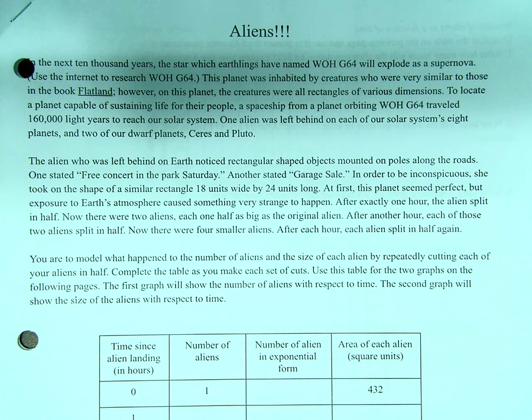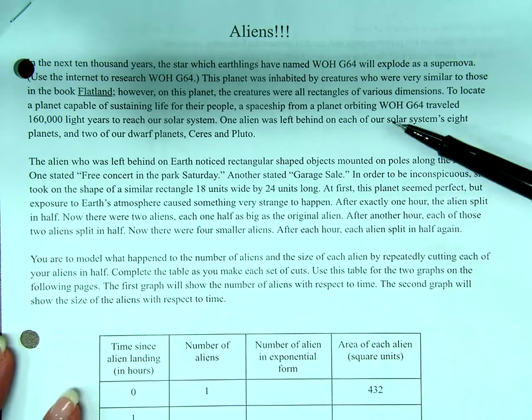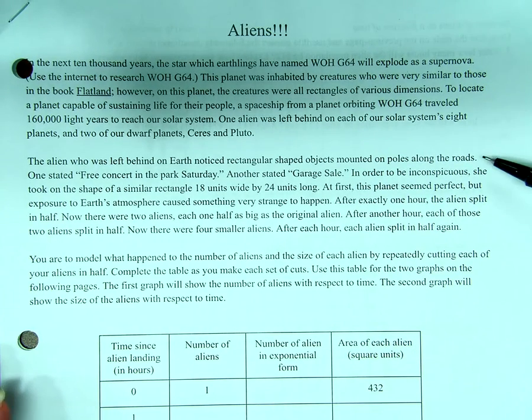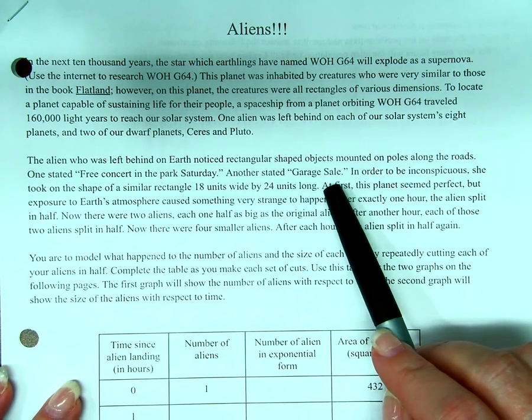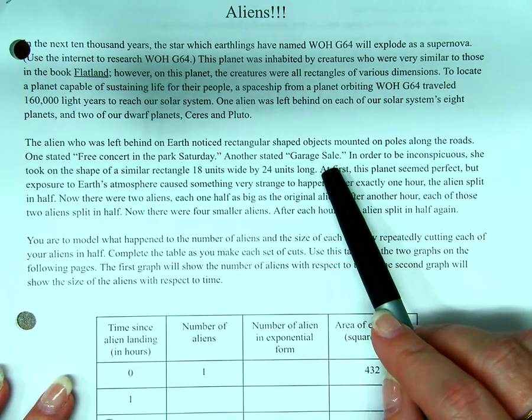One alien was left behind on each of our solar system's 8 planets and 2 of our dwarf planets, Ceres and Pluto. Are you happy now? The alien who was left behind on Earth noticed rectangular-shaped objects mounted on poles along the roads. One stated, "Free concert in the park on Saturday." Another stated, "Garage sale." So what did the alien see?